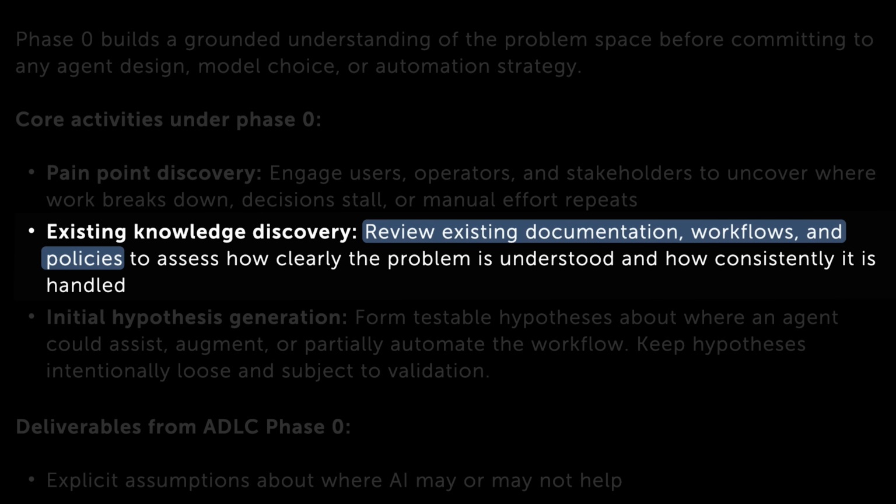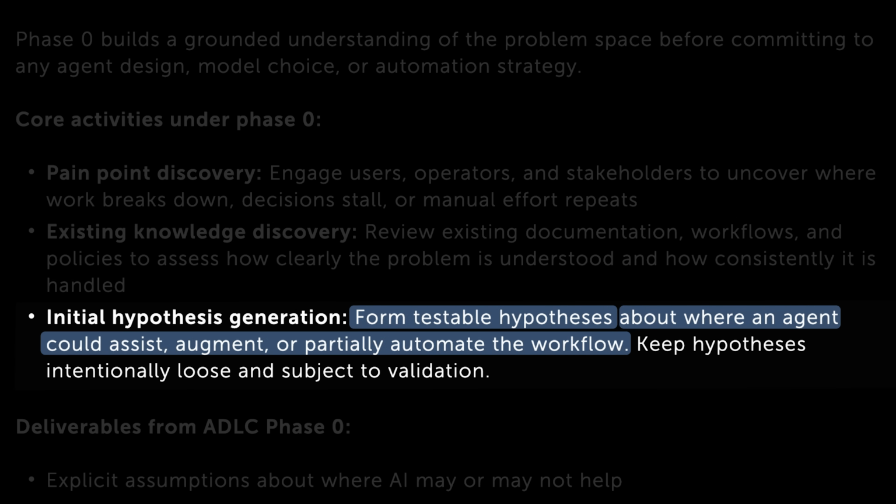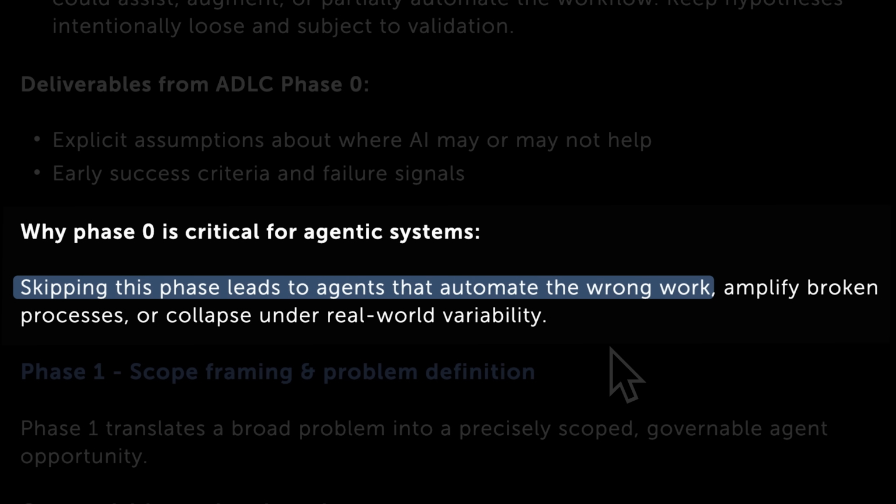Then you review the existing workflows and policies to see how things are currently handled, and once that is clear, you form testable hypotheses on where the agents will assist or automate the workflow. If we skip this phase entirely, we would end up automating the wrong work, and instead of fixing the issue, it can make things worse.